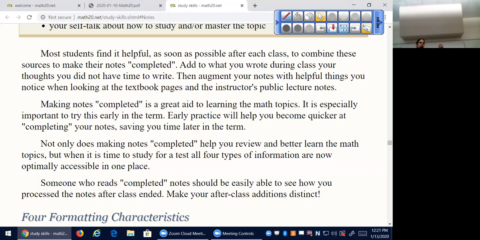And then at the end, anything that was sort of floating around in your brain that was useful, make sure that finally gets written down. Then you'll have just one source to study from.